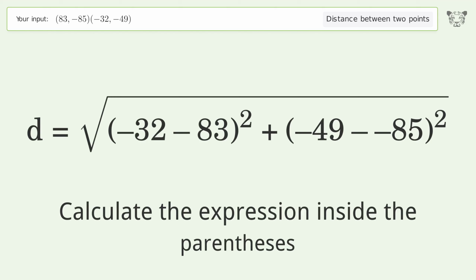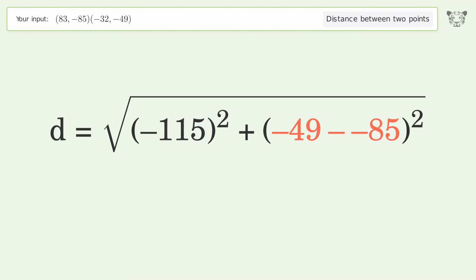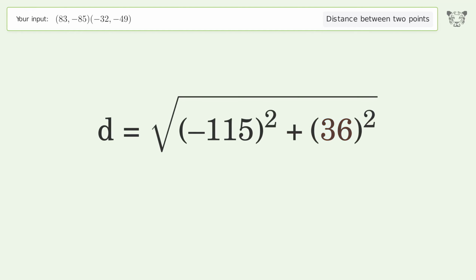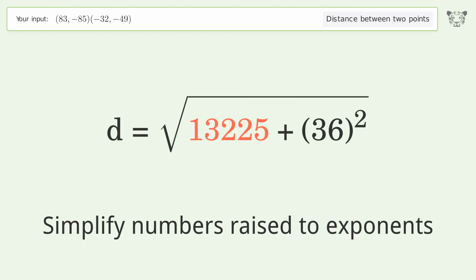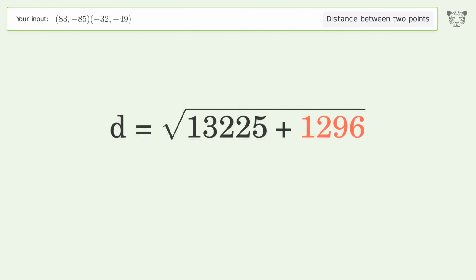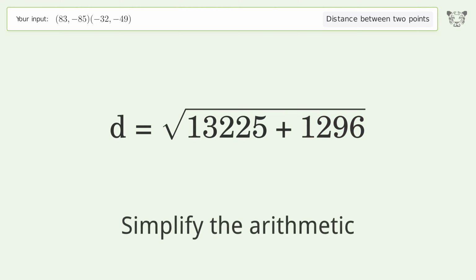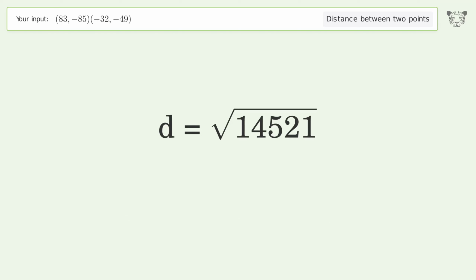Calculate the expression inside the parentheses. Simplify numbers raised to exponents. Simplify the arithmetic. And so the distance between the 2 points is the square root of 14,521, or 120.503.